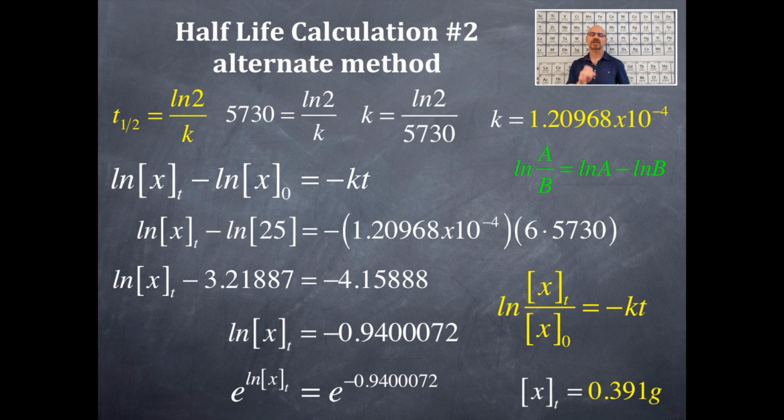Okay, once we take that to the e, then this is the number that we're going to get. X sub t, that is the concentration at time t, that is the amount that remains after 6 half-lives, is 0.391 grams.